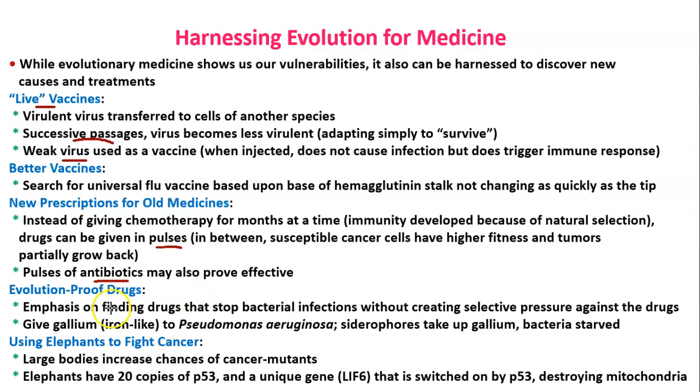Evolution-proof drugs. So having an emphasis on finding drugs that can stop bacterial infections without creating a selective pressure against the drug. That's what happens with antibiotic resistance. We throw these drugs at these bacteria. Any mutant bacterium that is able to survive those drugs then replicates, passes on its genetics for being resistant, and lo and behold, we end up with lines of strains of bacteria that are completely resistant to antibiotics. So, if we can find drugs that can stop infections without creating a selective pressure against the drugs, then we may be able to stop the evolution of antibiotic resistance, or at least greatly slow it down.